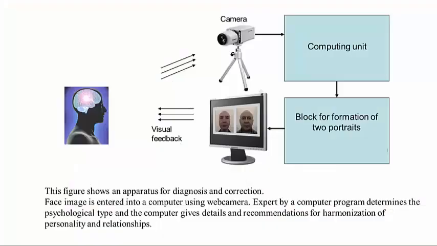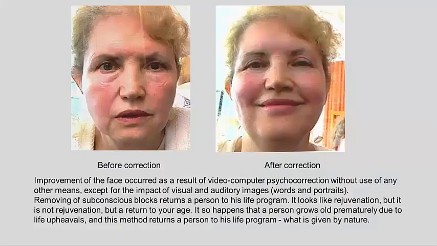The video computer correction process takes 2 hours. The computer provides a complete personality profile and recommendations for changing lifestyle and way of thinking. Let's consider a few examples of correction. It took 2 hours between these photos of the same person, but for clarity, we will show a smooth transition of the face before correction into the face after correction. Within a few seconds, we will see the changes that took place in 2 hours.